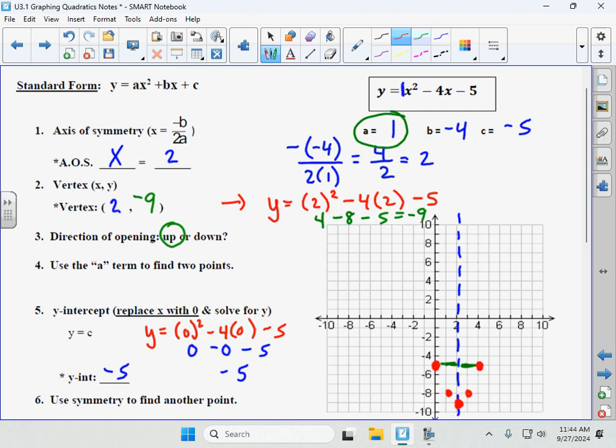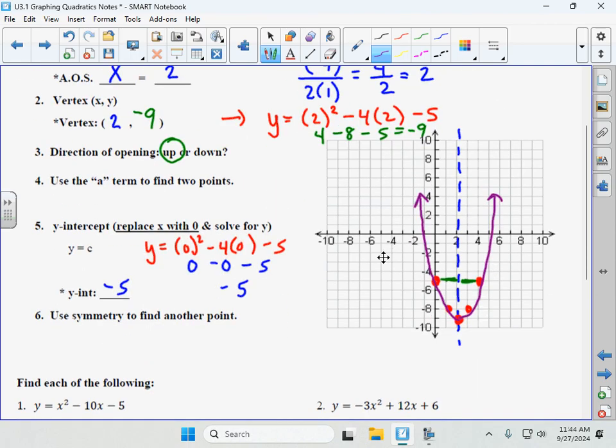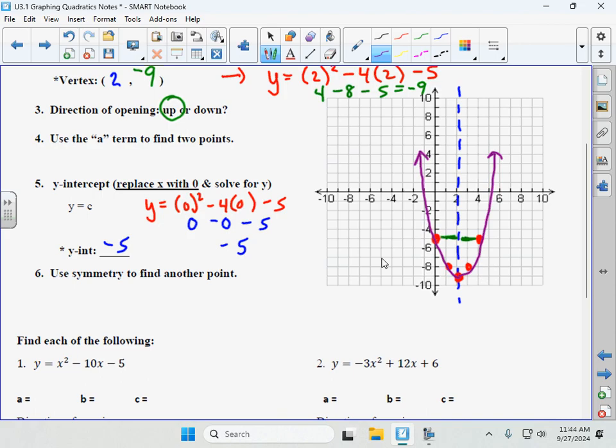Now with these 5 points, we can connect them, and we'll get a nice smooth curve. It's a U. That's our parabola pointing up. And that's the basic idea behind graphing in standard form.